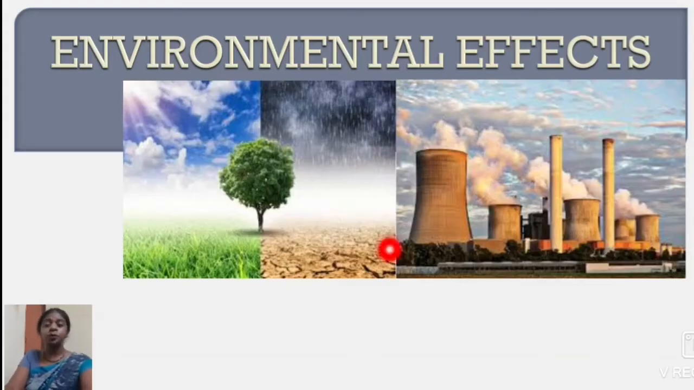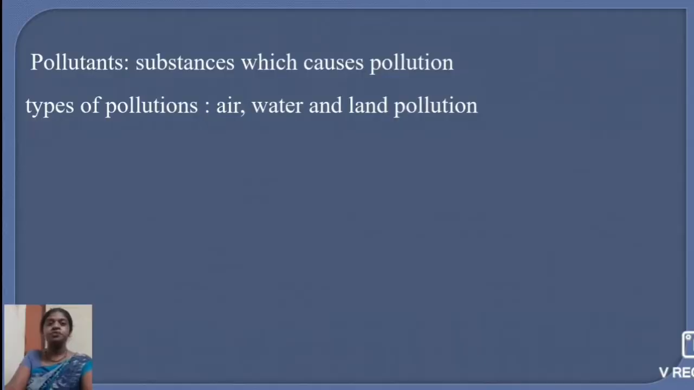But due to our human activities like industries and automobiles, our environment is being affected. So today we are going to see about the unwanted changes in the physical, chemical and biological properties of the environment. We are going to see about the environmental effects. The substances which cause the changes are called pollutants.